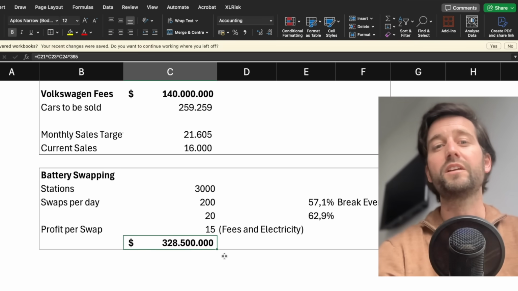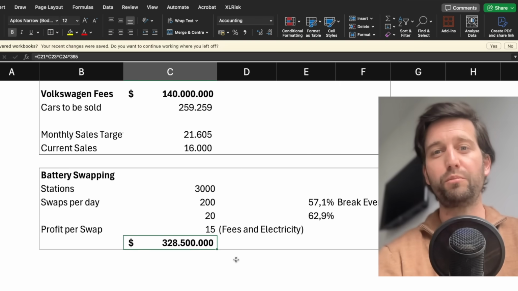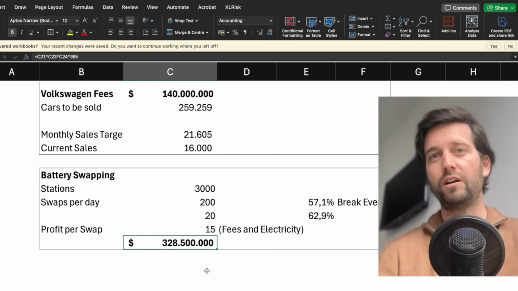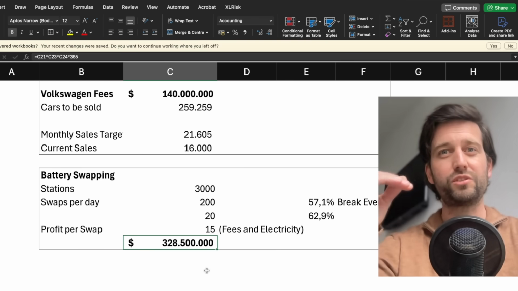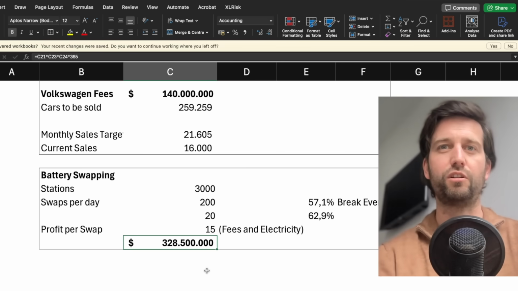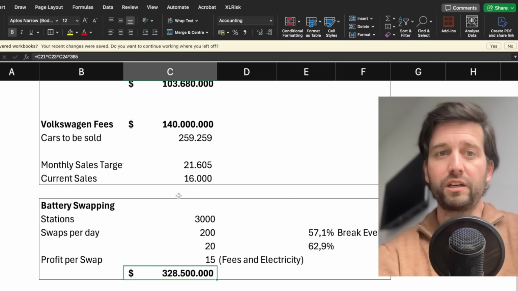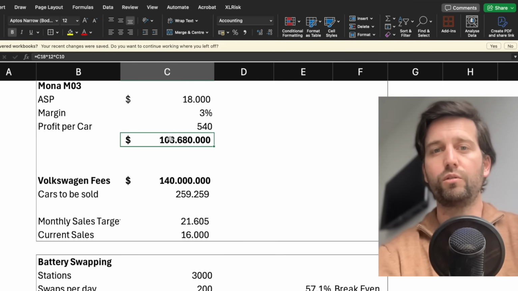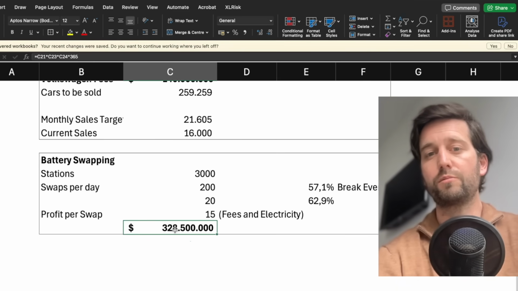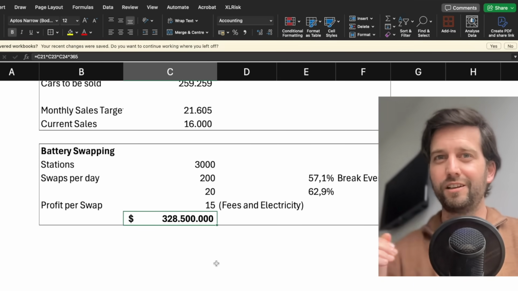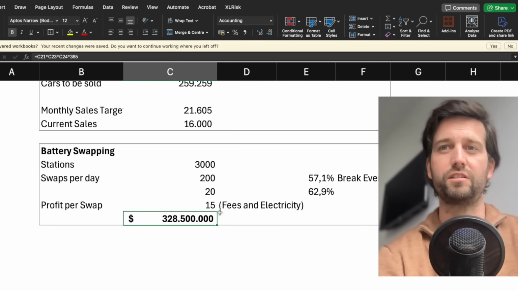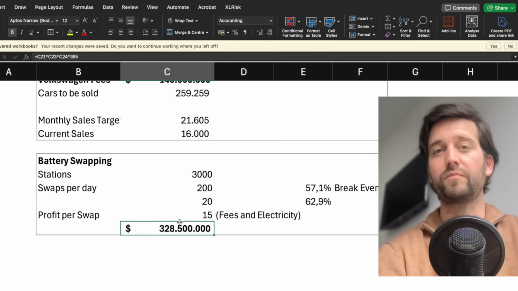Then those 20 additional swaps per day per station at 15 USD would generate more than 300 million in profits that are high margin and can be used to really pay back all of the R&D, all of the marketing in NIO, all of the CapEx, all of the overhead and so on. And as you can see, this number is bigger than a Volkswagen fee. It's bigger than what Mona would be earning at these assumptions per year. It's actually triple that. So it's quite surprising to see that only at 3% above the break-even point of the swap stations, that's the type of revenues and profits that the battery swapping network could actually get here at these assumptions.